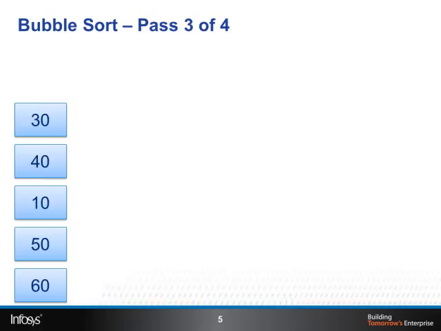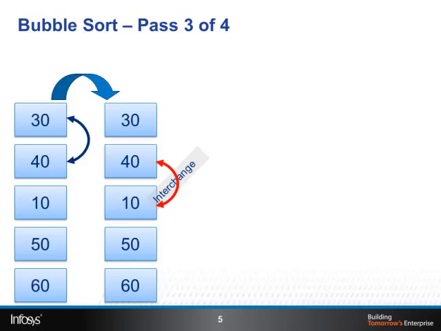Next, we move on to pass 3. In pass 3, we repeat the steps of pass 1 and pass 2. Since the last 2 elements at the end of pass 2 are already sorted in the desired order, we exclude them, and hence in pass 3 only 2 comparisons are involved.